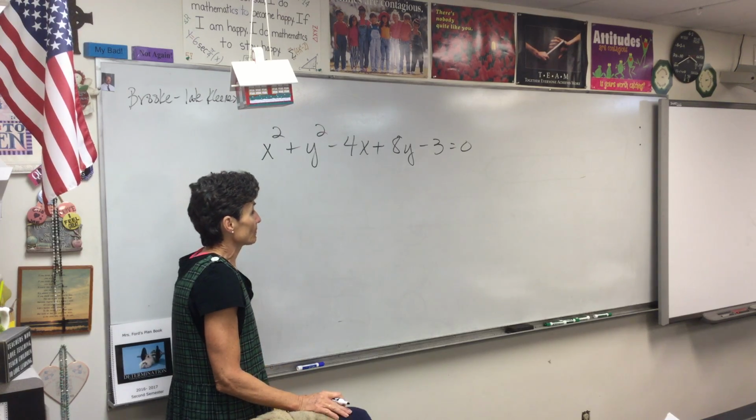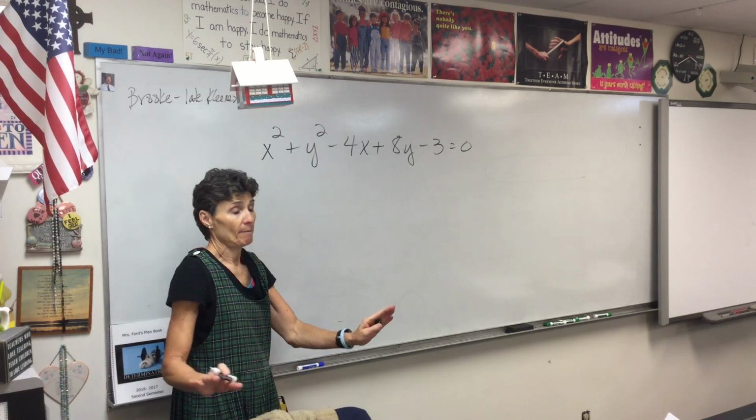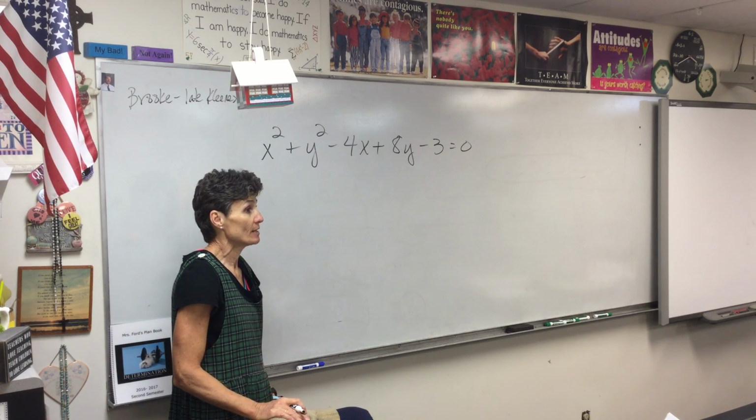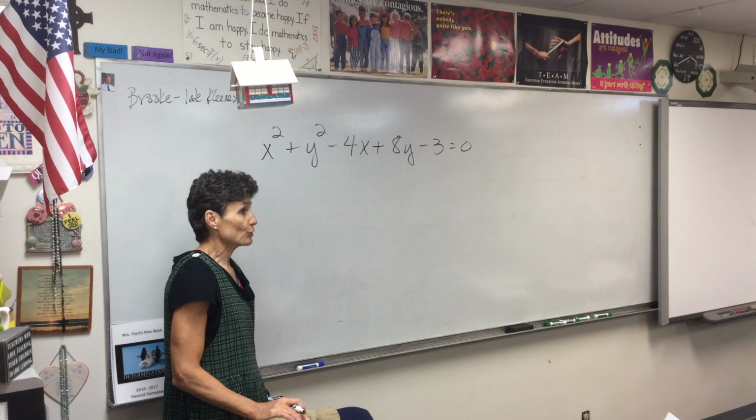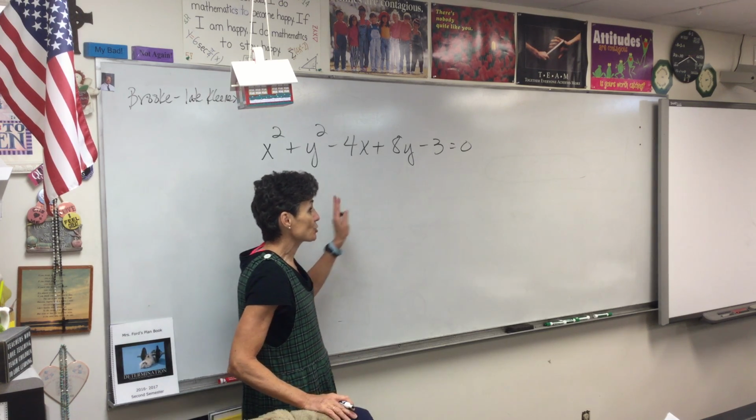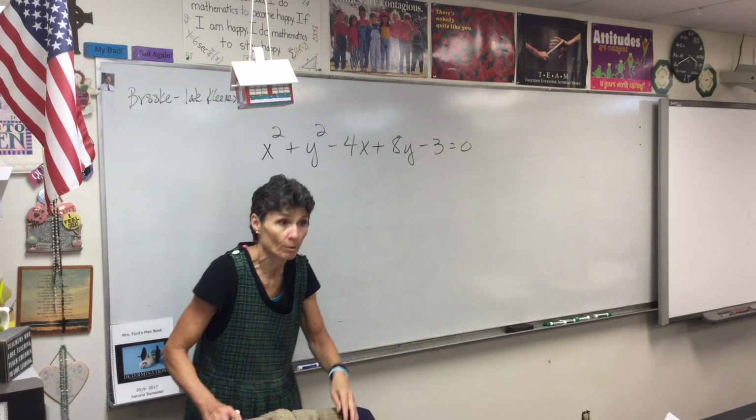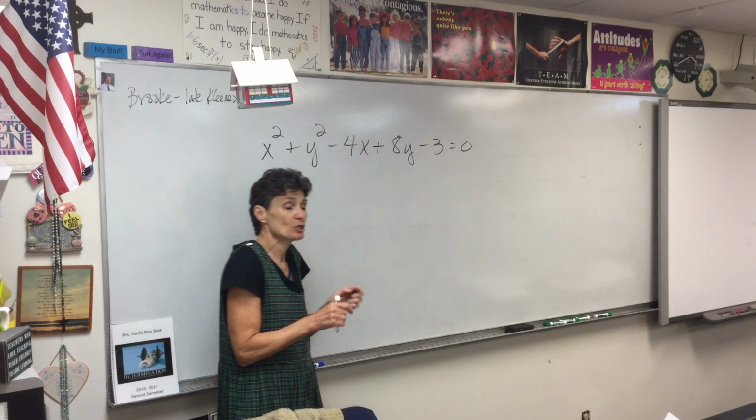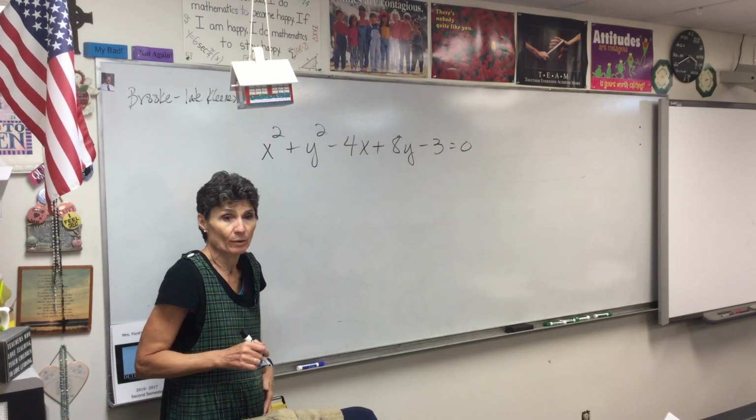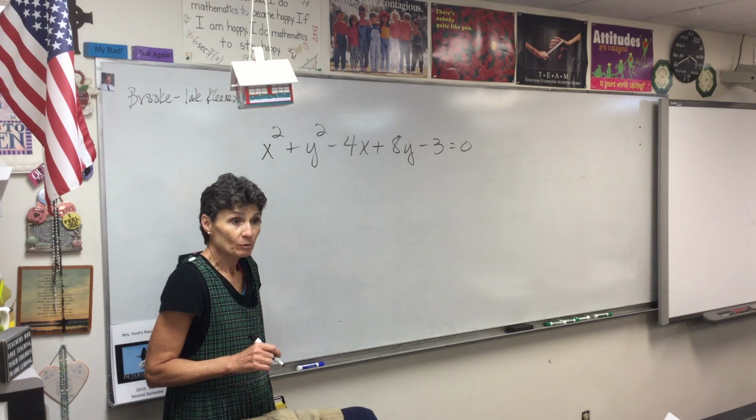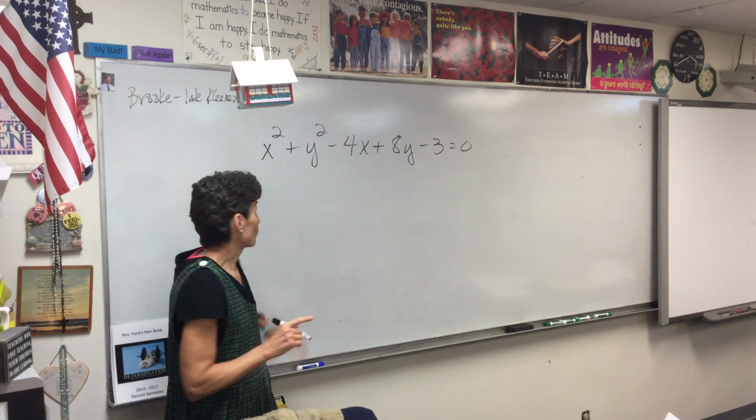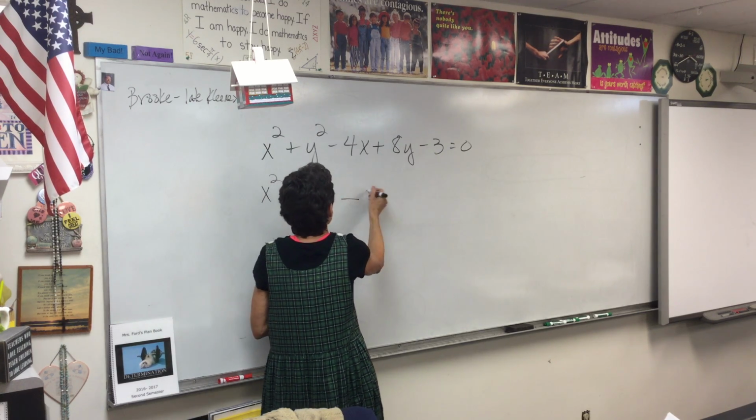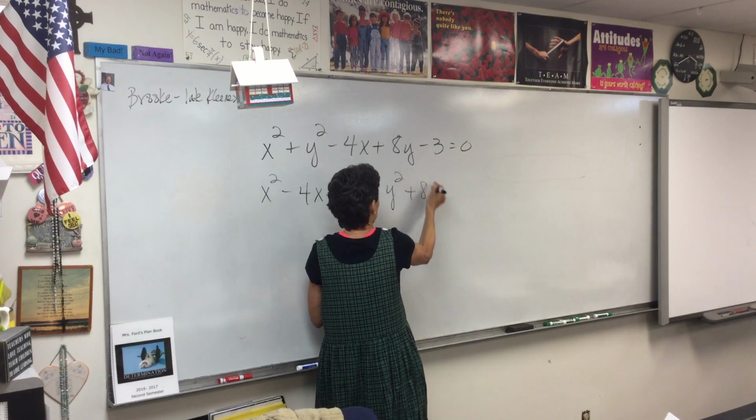This is a circle. Your only job, the only thing you have to do with this circle, is find the center and the radius. In order to do that, we have to change the equation to a different form. Do you remember that? How do we do that? How do we get this equation in the form that will give us the center and the radius? We have to what? Well, we're going to group the x's together, that's for sure. And we're going to complete the square.